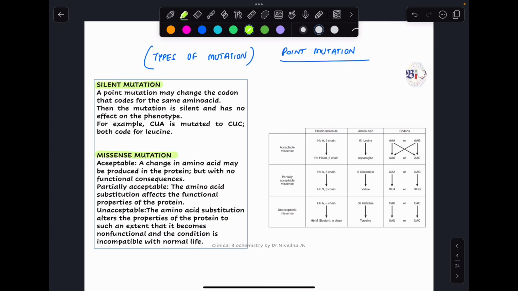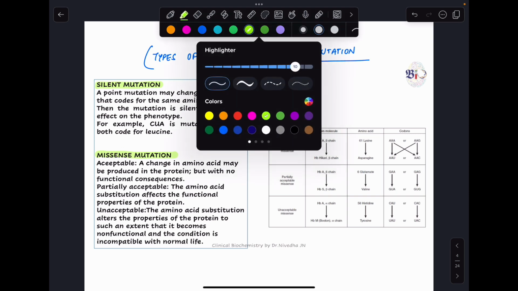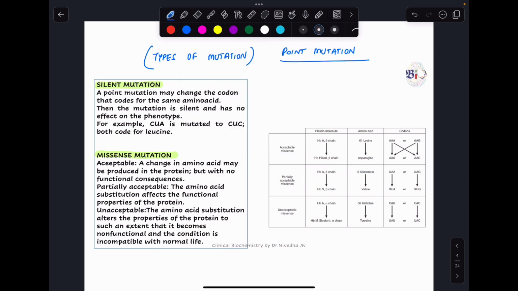What is silent mutation? As the name says, silent mutation means you do not have any effect. You do not have any phenotypical effect, because one amino acid has converted to another amino acid. You all know that because of wobbling phenomena, because of degeneracy of genetic code, you have this codon CUA. Even if it's mutated to CUC, both of them will code for leucine. So leucine, one amino acid, can have more than one codon.